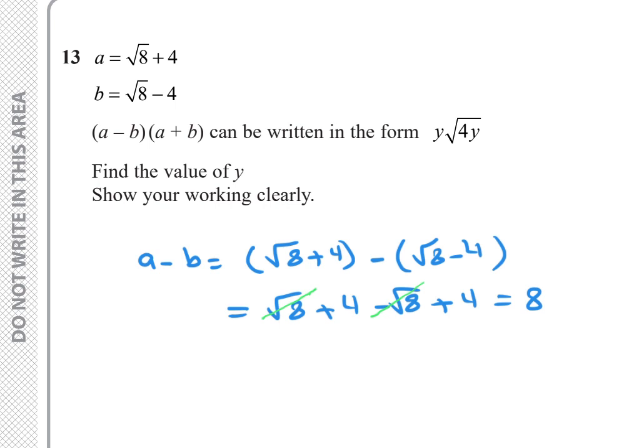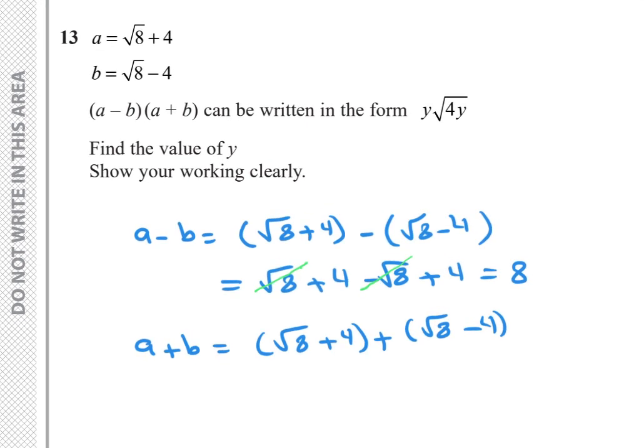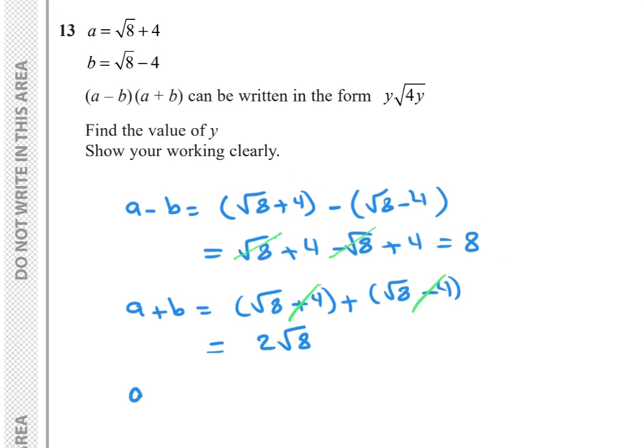Now a plus b equals square root 8 plus 4 plus square root 8 minus 4. Now if you open a bracket, 4 and negative 4 cancelled. So 2 square root 8. Now a minus b times a plus b equals 8 times 2 square root 8.